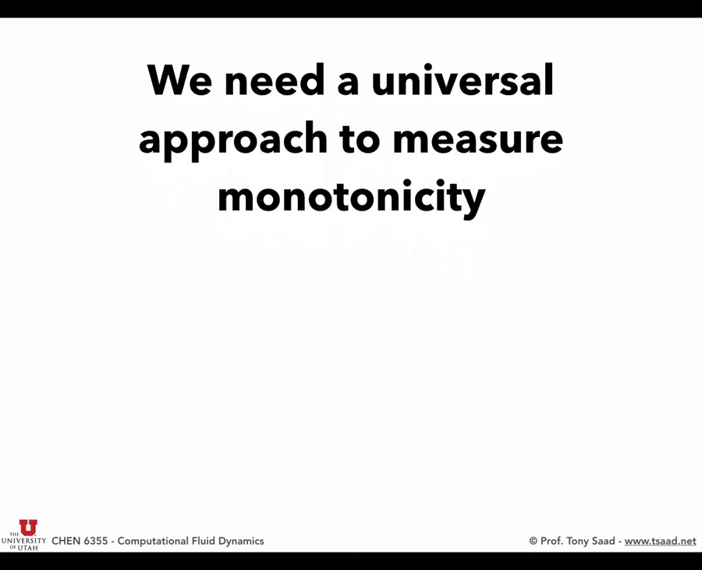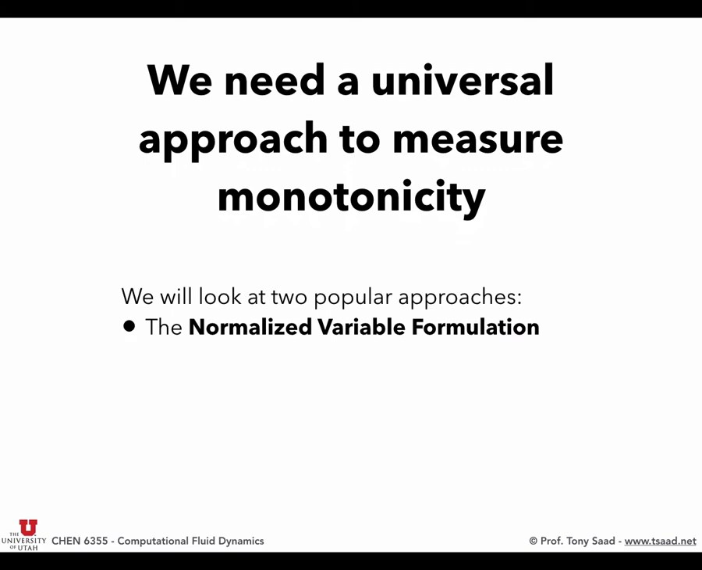So we were going to look at two popular approaches to measure monotonicity. One of them you've probably never heard of, but it came out of the group I worked with for my master's. It wasn't invented by them, but they took it to the limit. It's very intuitive, and it's called the normalized variable formulation. The second one is the total variation diminishing framework, the TVD scheme, which you've heard of. They are equivalent, but each one has a different perspective.